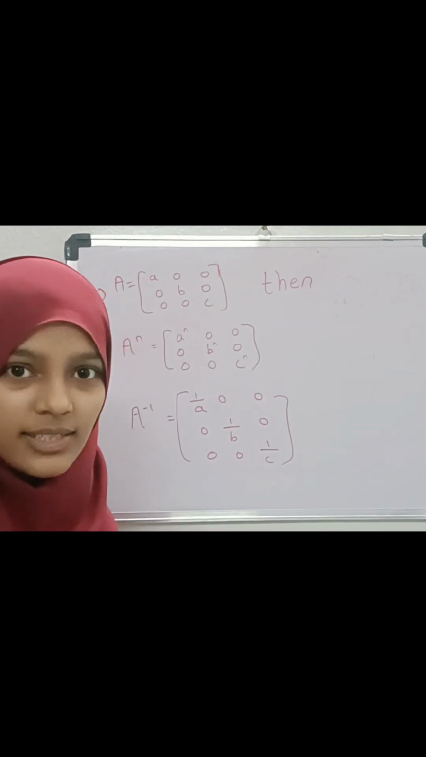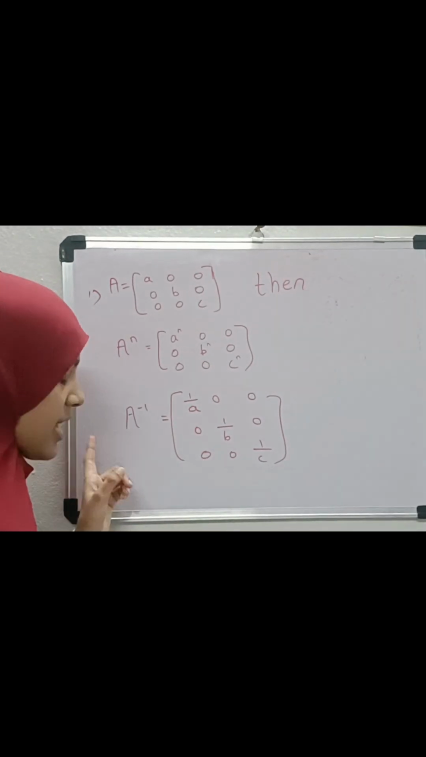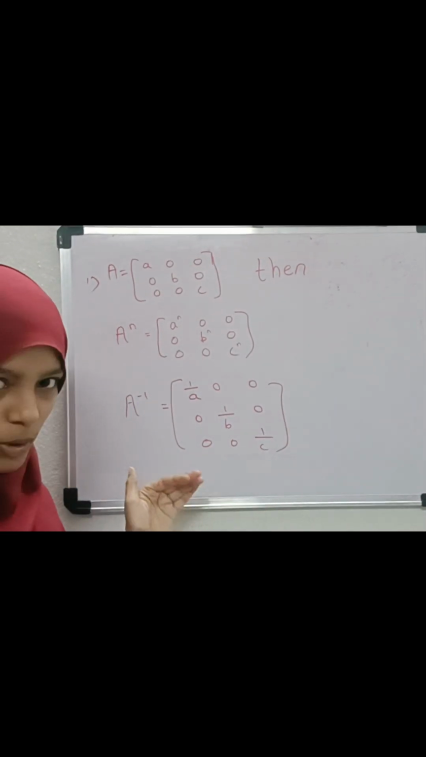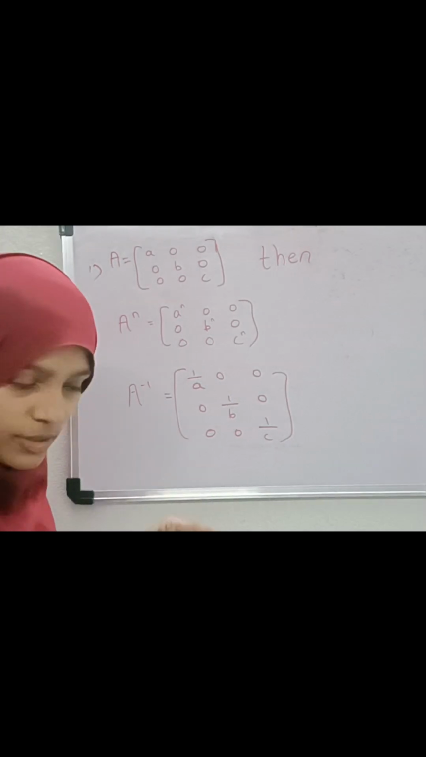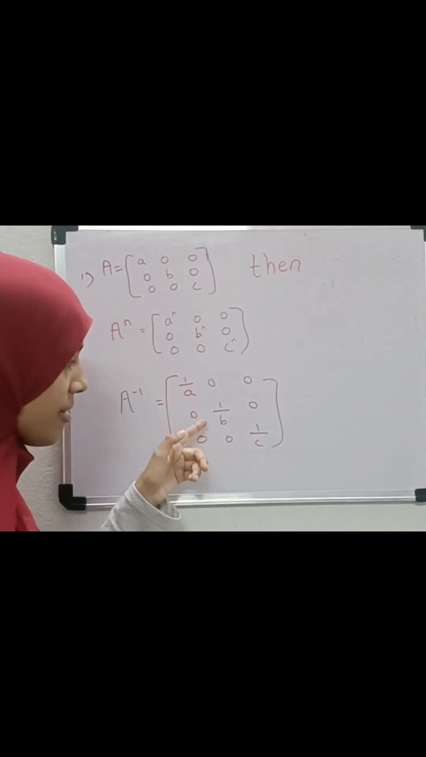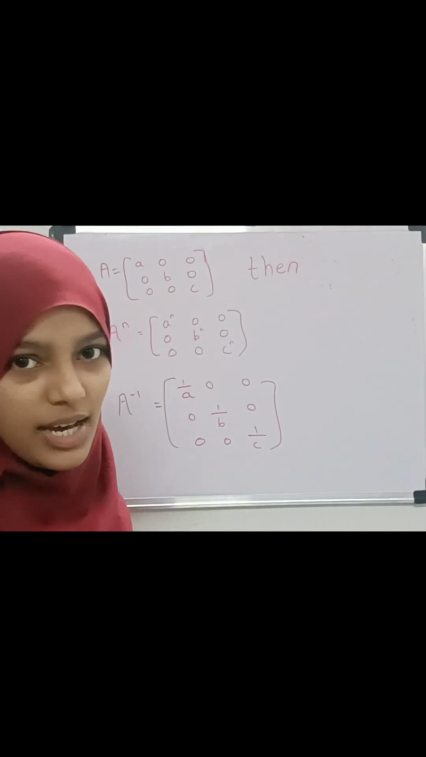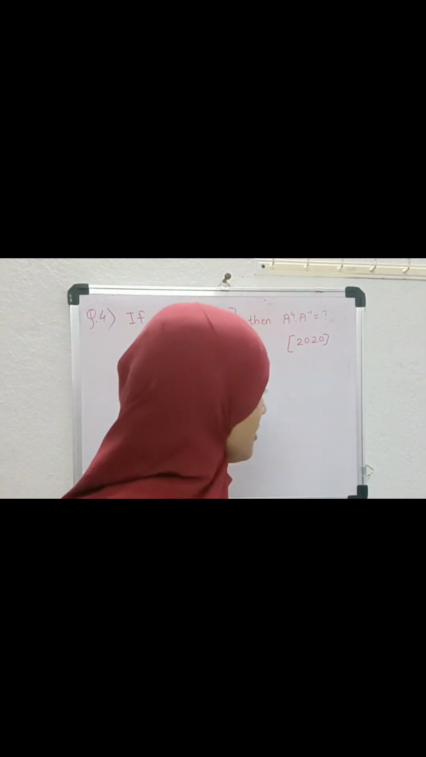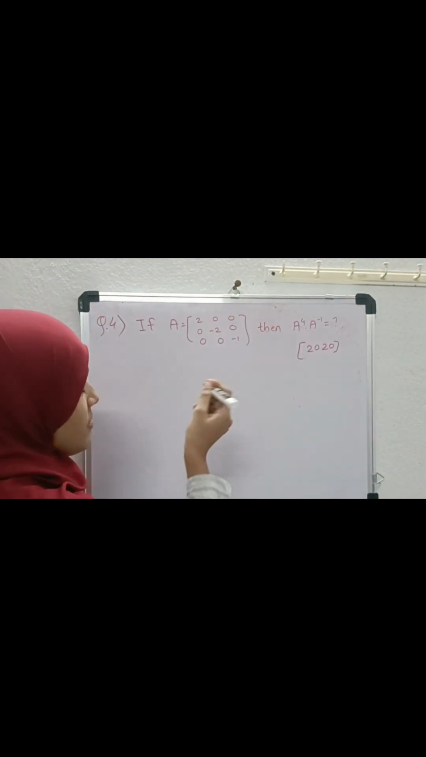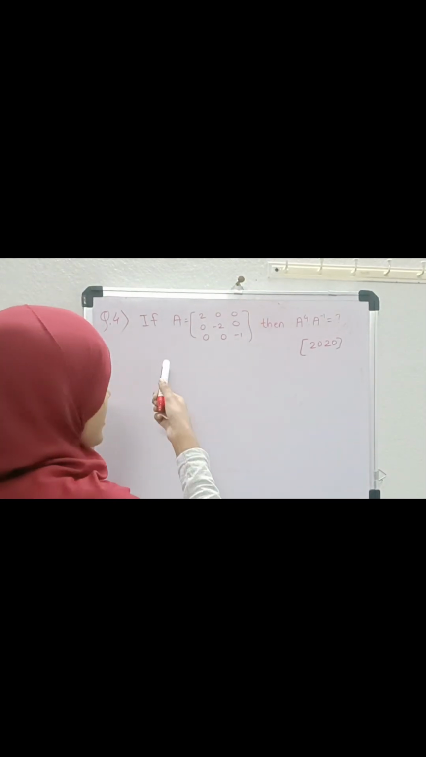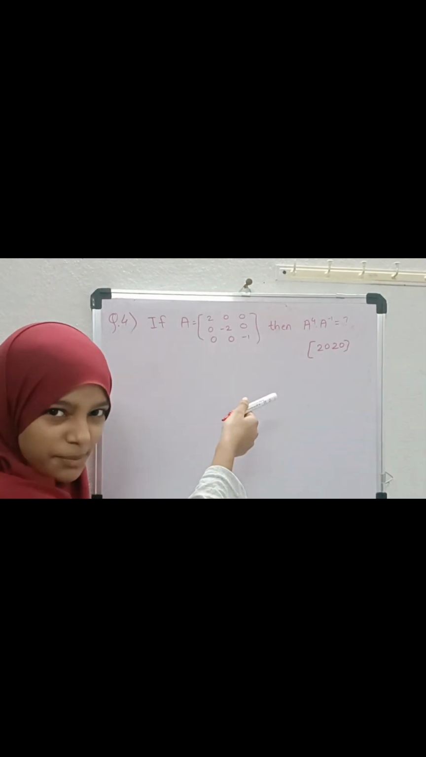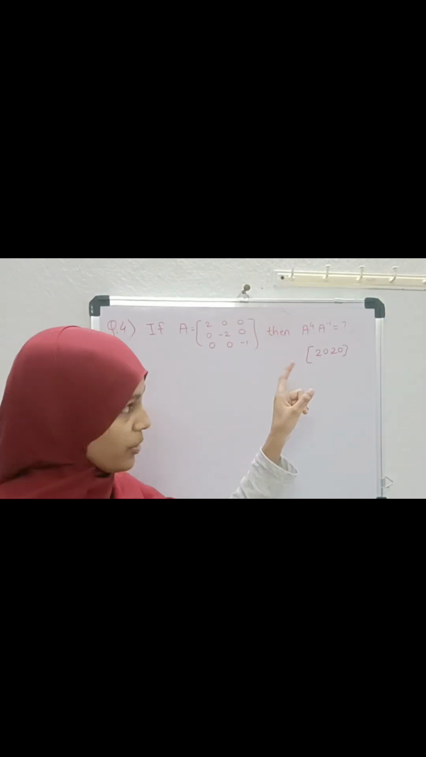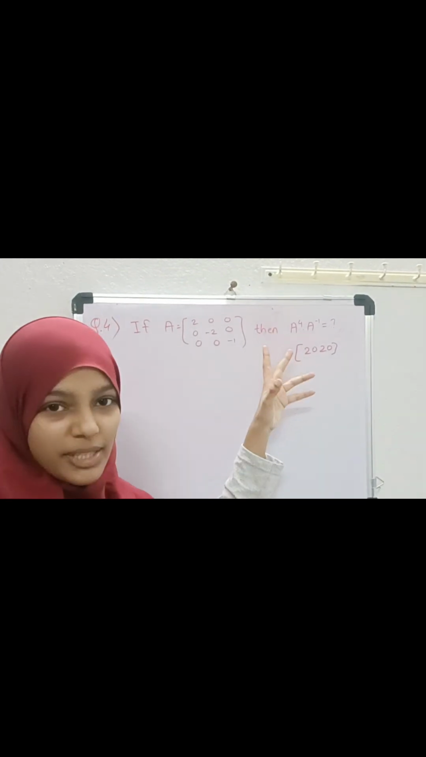We have to find next, if we are given the same matrix and we have to find A inverse, this will be nothing but we have to get a reciprocal, or just get it divided by 1. So 1 by A, 1 by B and 1 by C will be the answer. So let's move towards the next question. We are given a matrix A, it is also a diagonal matrix, 2, minus 2 and minus 1, then we have to find A raised to the power 4 and A inverse, the multiplication of both.